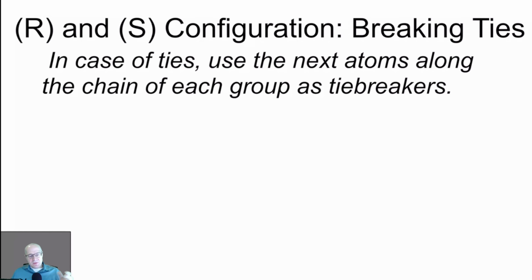Now, here's the problem with Cahn-Ingold-Prelog, not the problem, the challenge. Here's the challenge with the Cahn-Ingold-Prelog rules. What if there's a tie? What if you go to the chiral center and you jump out one atom and you have two of the same atoms? How do we handle that? Very, very simple.